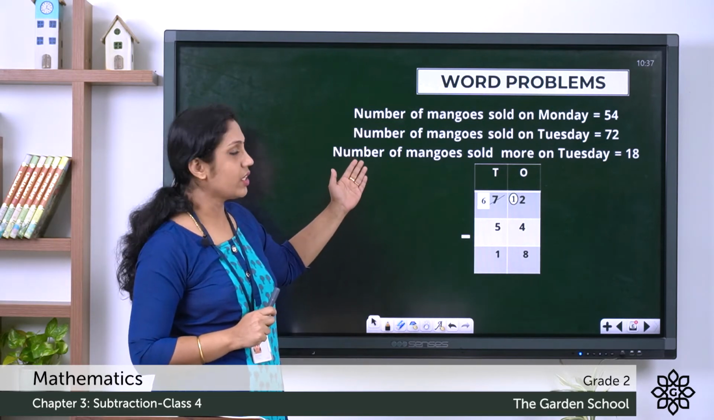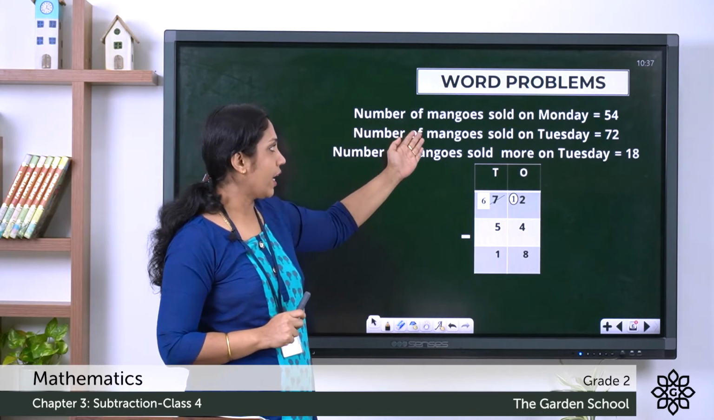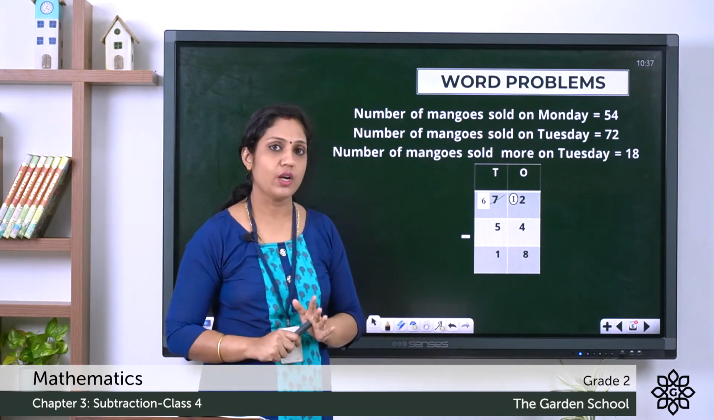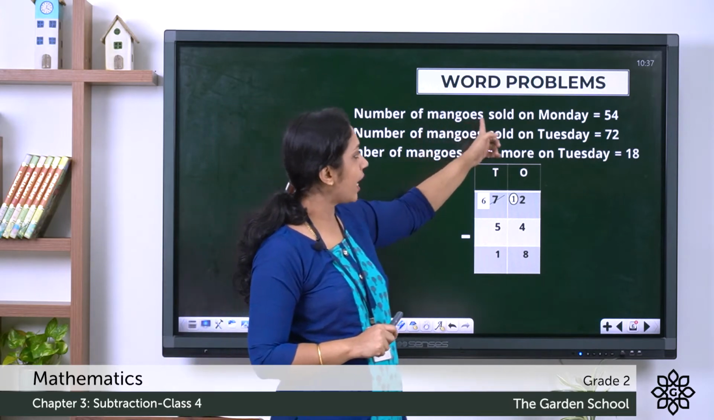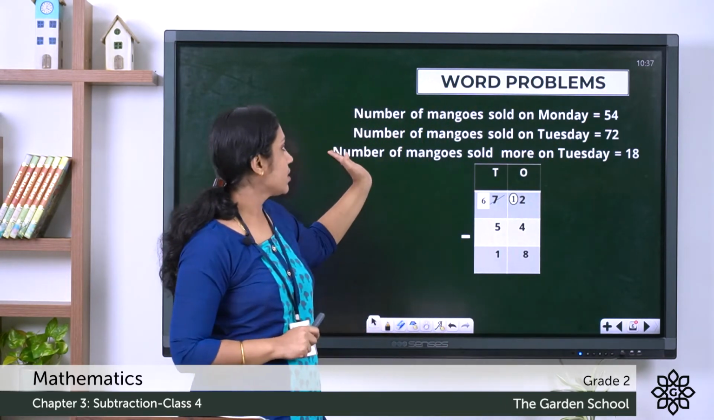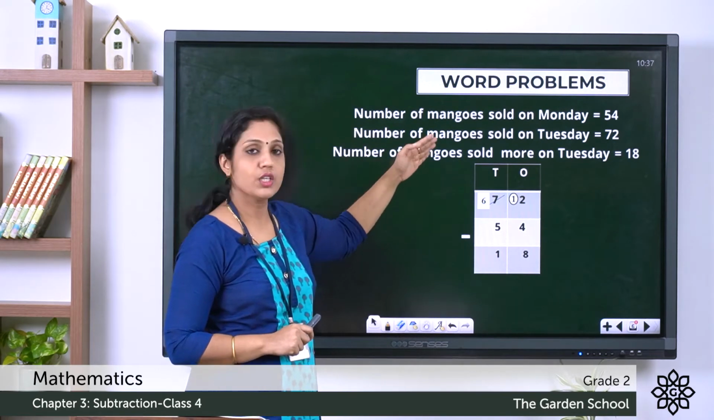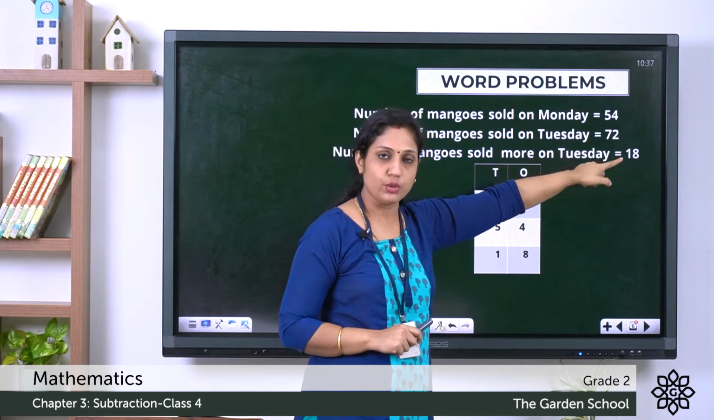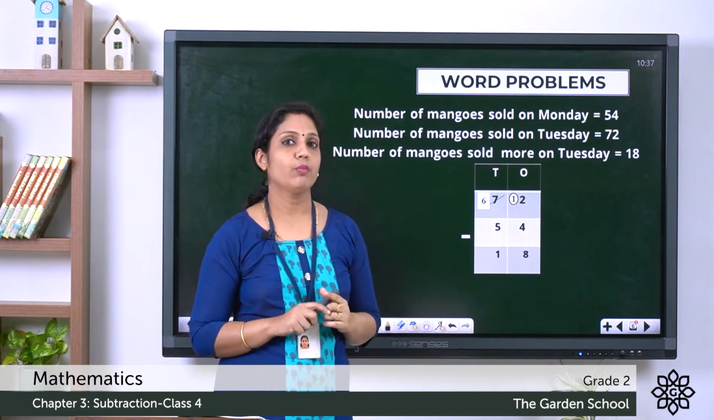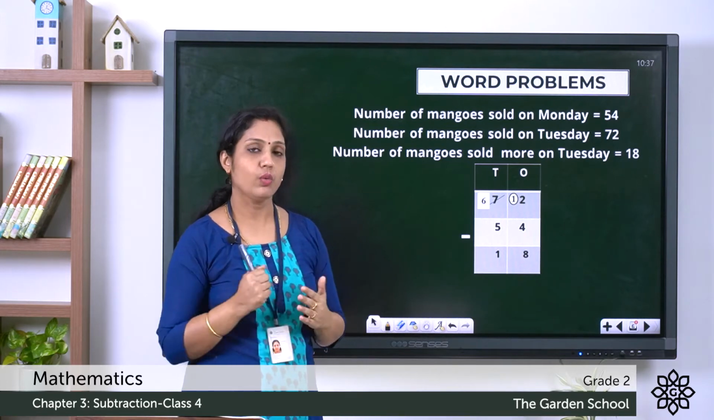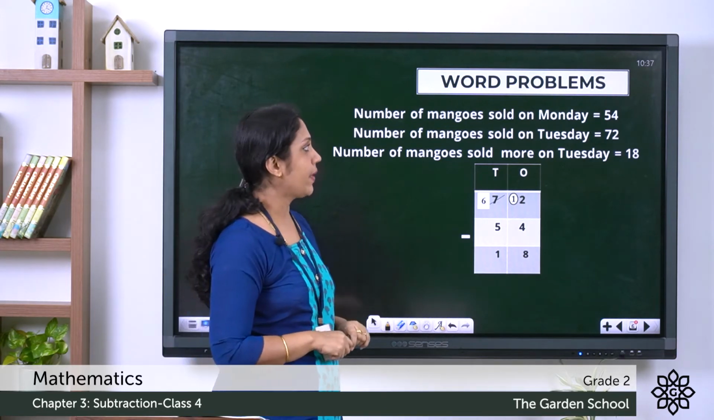Now let's check the first step. Number of mangoes sold on Monday. How many mangoes did he sell on Monday? It's 54. So write the step and the number there. Next step, number of mangoes sold on Tuesday is 72. We have to find out the more number of mangoes that was sold on Tuesday. For finding out what we have to do, we need to subtract.